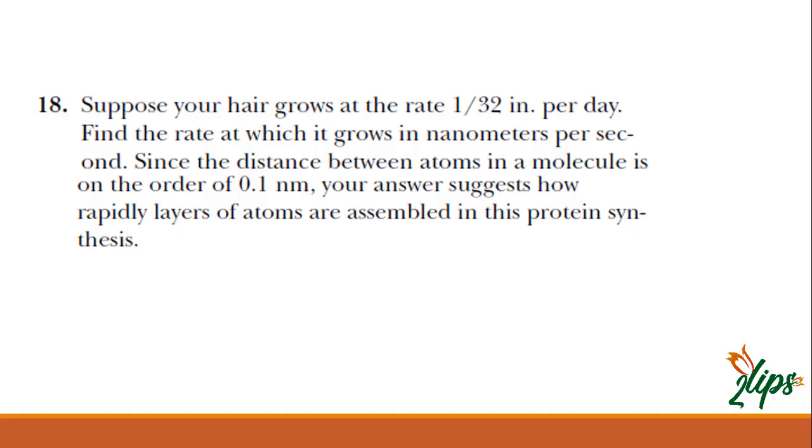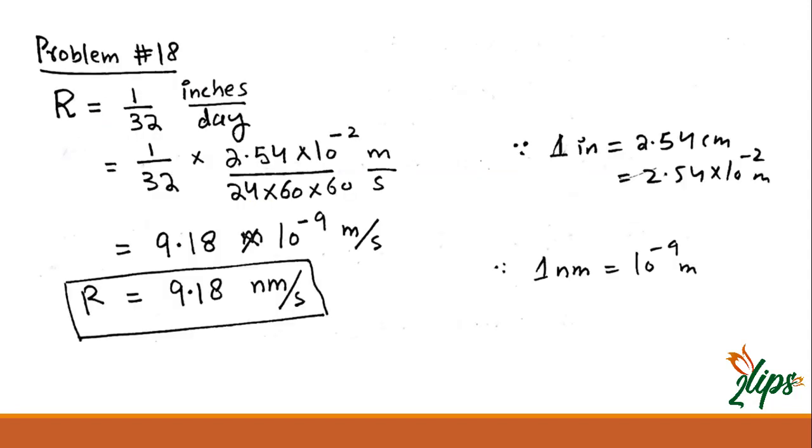Problem number 18. In this problem, the rate of growth of hair is given, which is 1 divided by 32 inch per day. We are asked to find this rate in units of nanometer per second. It is because atomic distances or atomic sizes are of the order of nanometers. In this way, we will have an idea of how rapidly layers of atoms are assembled in protein synthesis. So this is the solution.